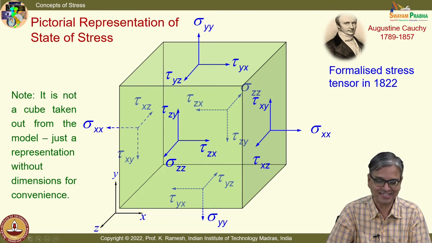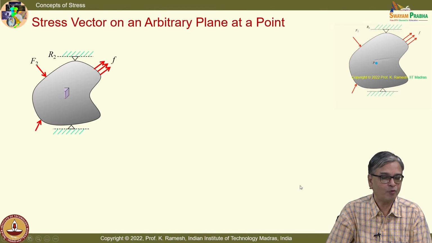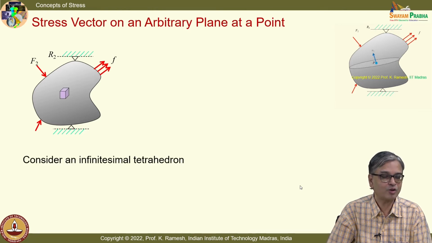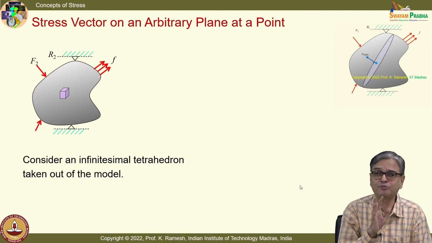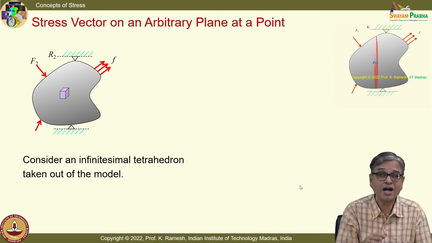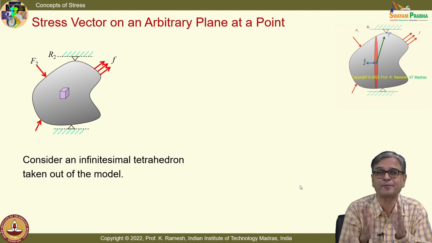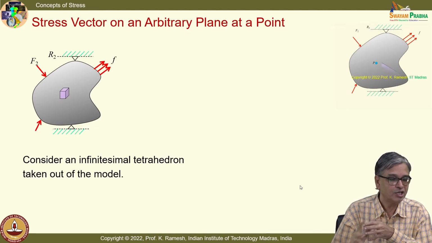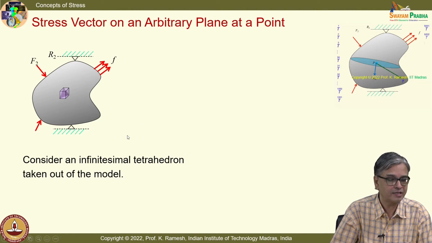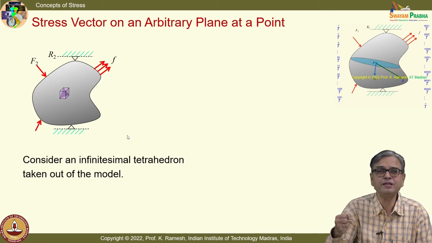Fine. Okay. Now, our goal is to find out, if I know the stress vectors on 3 mutually perpendicular planes, how do I get the stress vector on an arbitrary plane? That is the problem posed before us. So, what you do is, you consider an infinitesimal tetrahedron taken out of the model. I have just drawn a cube. I will show the tetrahedral face.